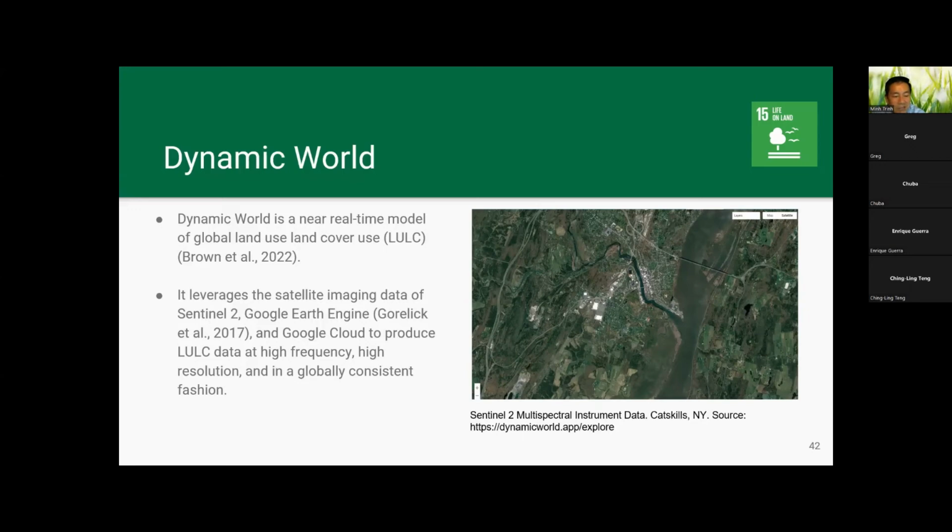It uses satellite imaging from Sentinel-2, the name of a pair of satellites, and uses Google Earth Engine. Google Earth Engine is a great platform for people who do GIS research and are interested in maps. It uses Google Cloud for storage to produce land use and land cover data at high frequency and high resolution, in a globally consistent fashion.